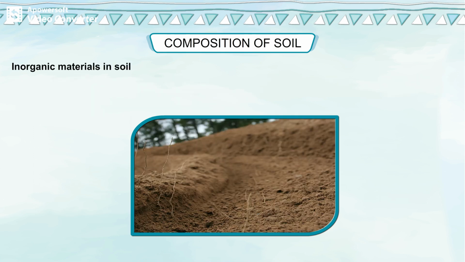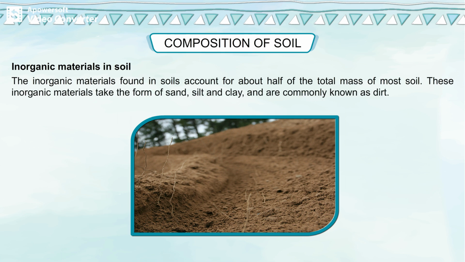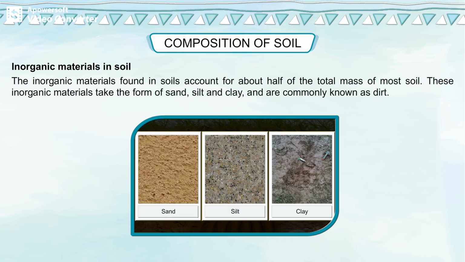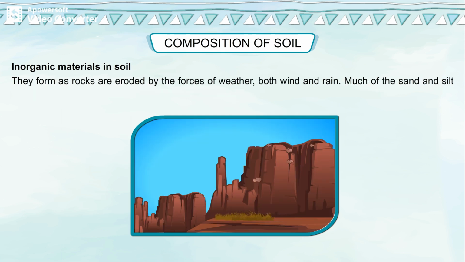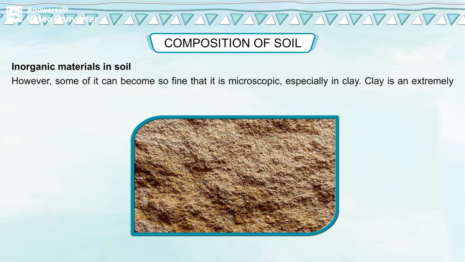Inorganic materials in soil. The inorganic materials found in soils account for about half of the total mass of most soil. These inorganic materials take the form of sand, silt and clay and are commonly known as dirt. They form as rocks are eroded by the forces of weather, both wind and rain. Much of the sand and silt is small but visible grains of rock. However, some of it can become so fine that it is microscopic, especially in clay.